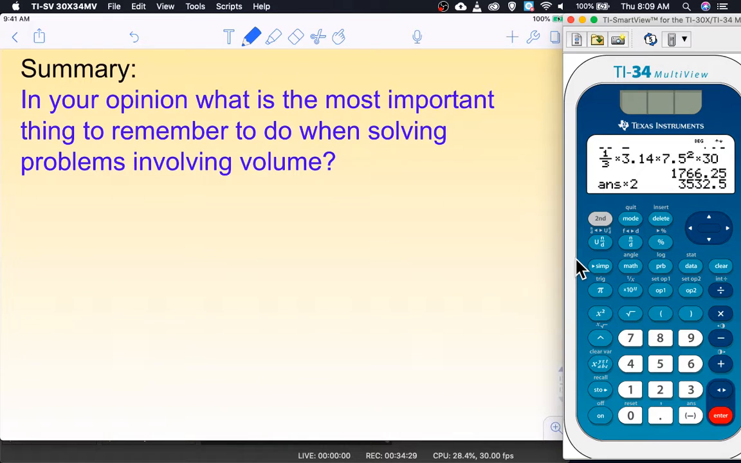Summary. In your opinion, what is the most important thing to remember to do when solving problems involving volume? I could think of a couple good, really important things. What do you think is the most important thing? And if you would make a list of a couple different things, by all means do that. But go ahead and pause the video, think about this, and when you're ready to continue, hit play, and we'll go through it together.